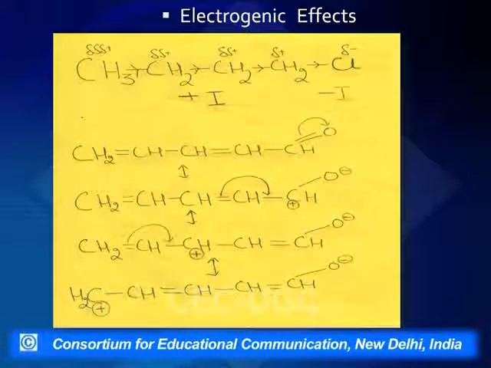Please remember, the inductive effect results in the molecule due to the difference in electronegativity of the carbon and the group attached to it. Here the halogen is more electronegative, so it will pull the electrons towards itself, as a result of which the halogen will have a negative charge and the carbon will have a positive charge.